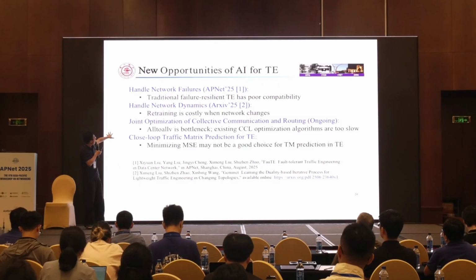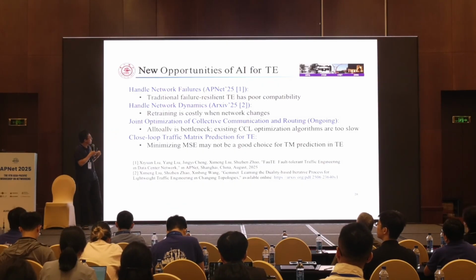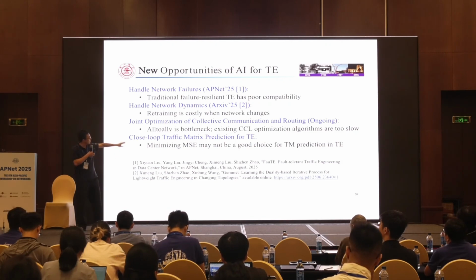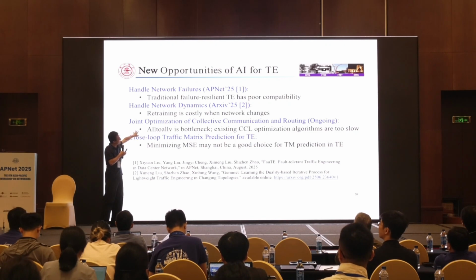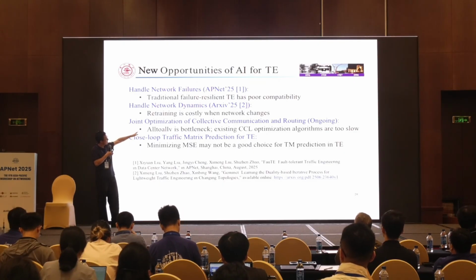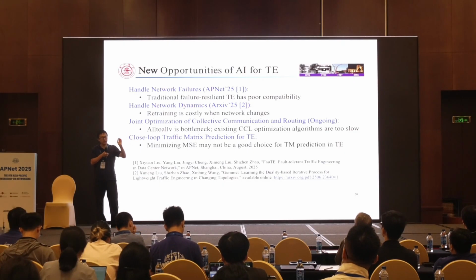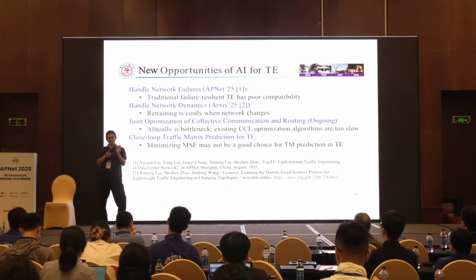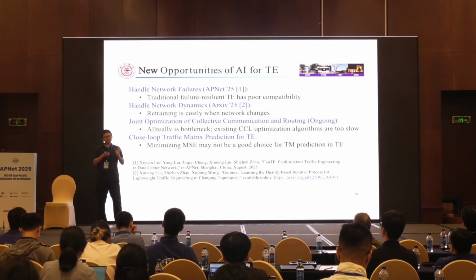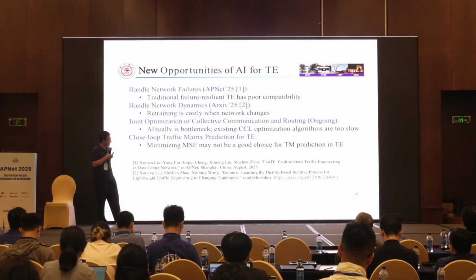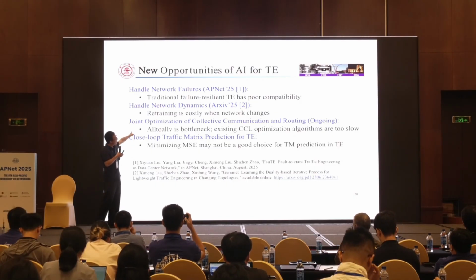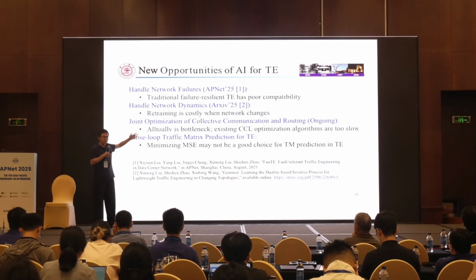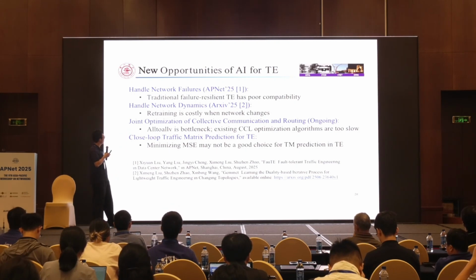Okay, so the third one is a joint optimization of collective communication and routing. If you look at this area, we have already seen many papers jointly optimizing traffic engineering and collective communication libraries. But a common problem is that the computational complexity is extremely high. At most, they can support maybe 20 GPUs. So then we think maybe the AI approach can be used here to get much better scalability.